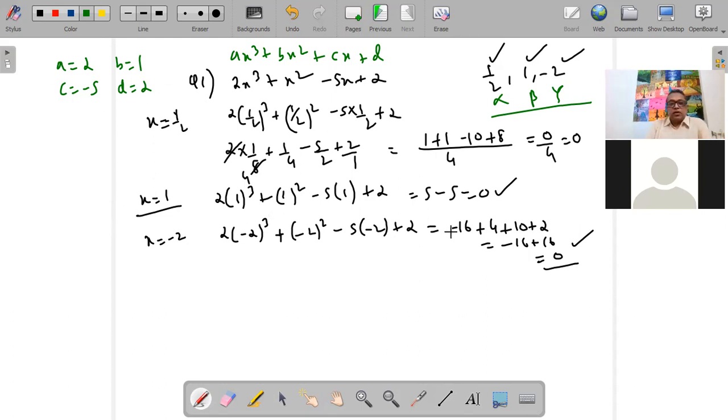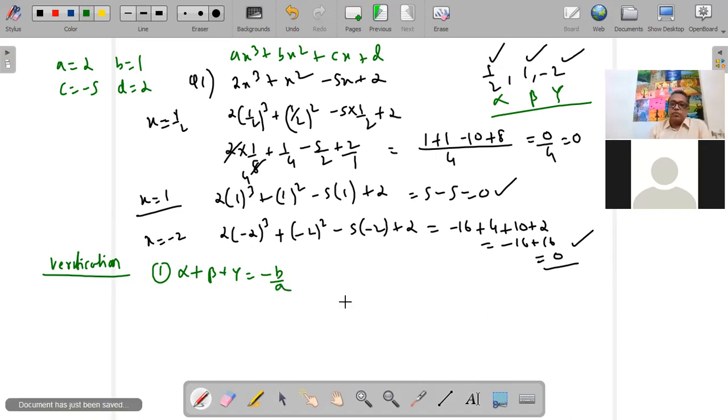So we can compare the sum of zeros, that is alpha plus beta plus gamma, is equal to minus B upon A. Now there are three verification formulas. The first verification formula is alpha plus beta plus gamma is equal to minus B by A. Alright, alpha plus beta plus gamma is minus B by A, just like in quadratic, where alpha plus beta is minus B by A.